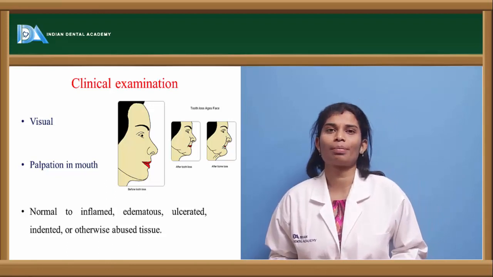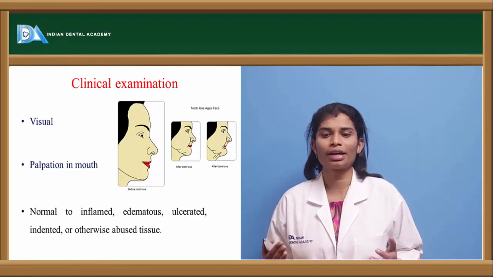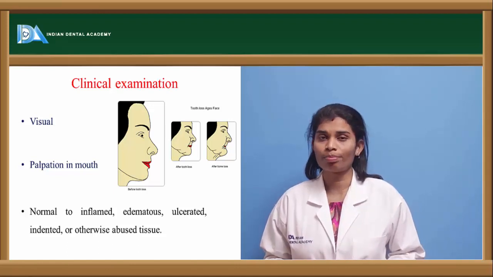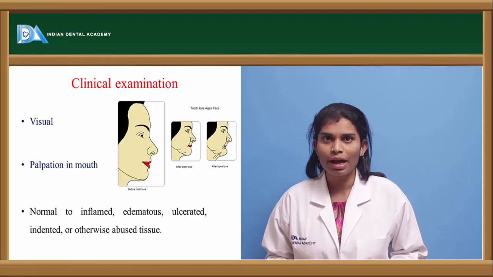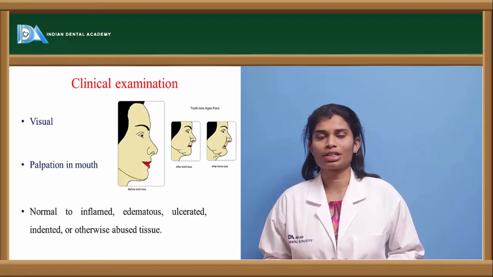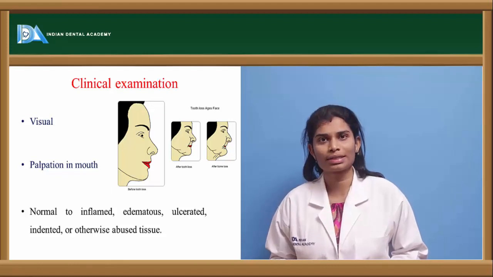Just in case there is flabby ridge, on just visual examination, you might feel that the denture bearing area is more, but on palpation you will come to know that the tissue is all flabby and the amount of residual ridge is very less. Hence, palpation is very important than visual examination.